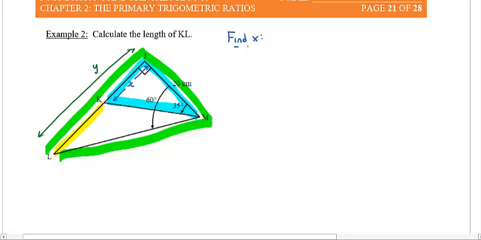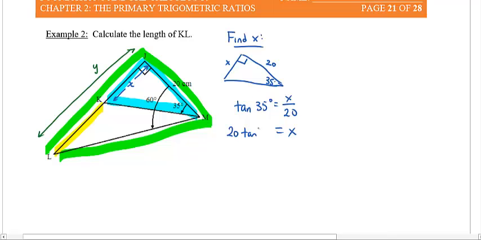So I'll say find x. This time I'll draw the triangle again. The right angle was here. 35 degrees, 20, I want x. So once again, which trig ratio should we use? Tangent in this case. And I think you know the drill now, so I am just going to quickly do it.